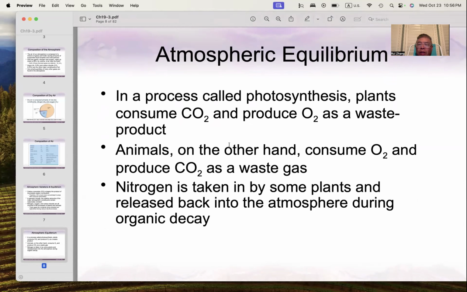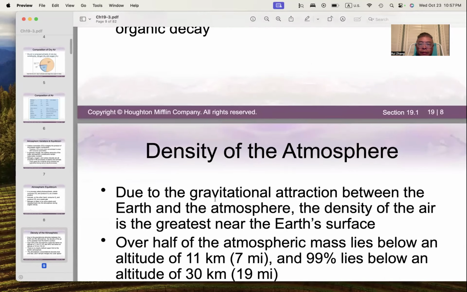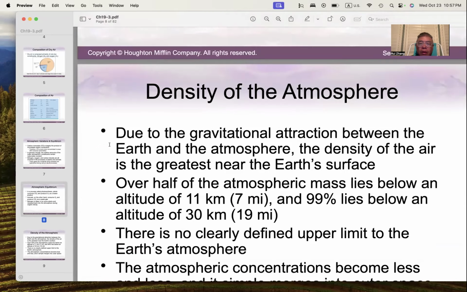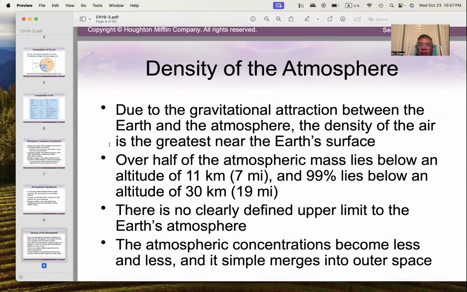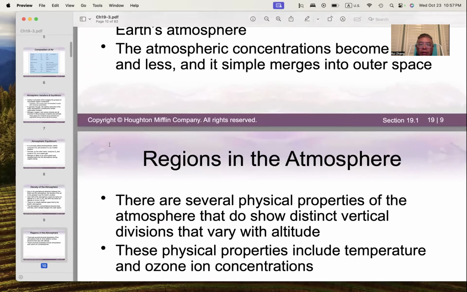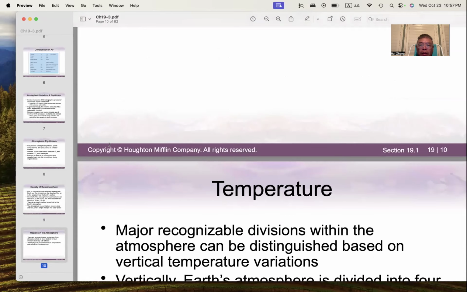These two processes do exactly opposite things, so as a result, there's an equilibrium. There's also a nitrogen equilibrium as well. But the most important one I want you to understand is going from carbon dioxide to oxygen and back. There's also a discussion about the density of the atmosphere, etc.